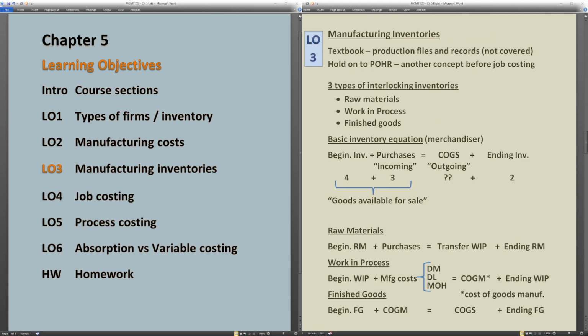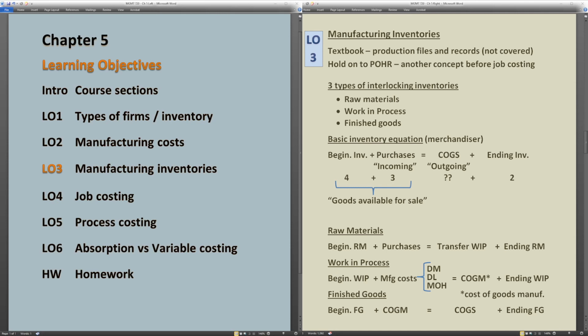Okay, the last piece of preliminary information before we actually get into job costing is to talk about manufacturing inventories. So we were talking about the manufacturing costs, direct materials, direct labor, and manufacturing overhead just in the last slide. Here we're going to be talking about the various inventories. So the textbook for Learning Objective 3 basically talks about all the different types of paper documents, production files, and records. It's a very short learning objective, and I don't cover that because times have changed and a lot more documents are online, and even within the textbook, these sections have gotten smaller and smaller.